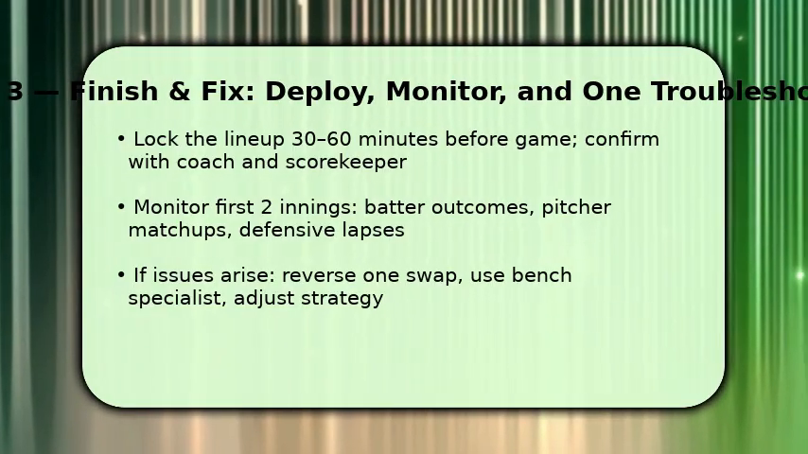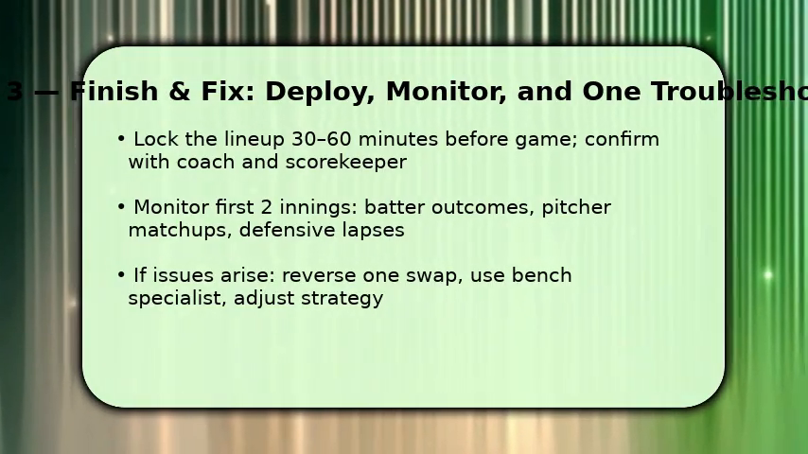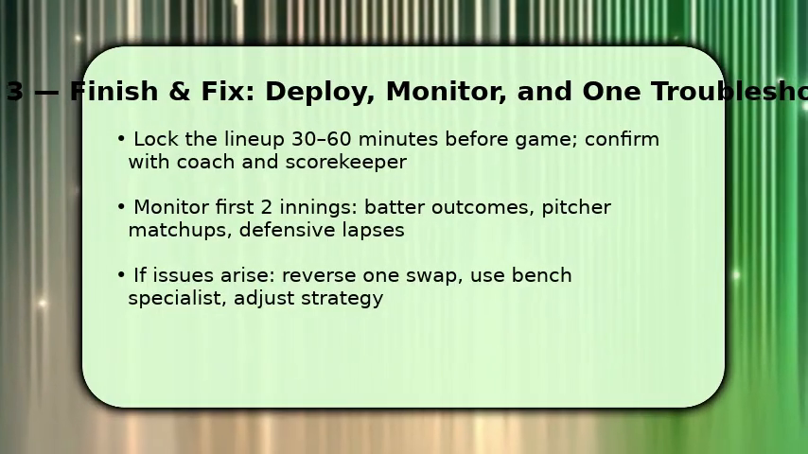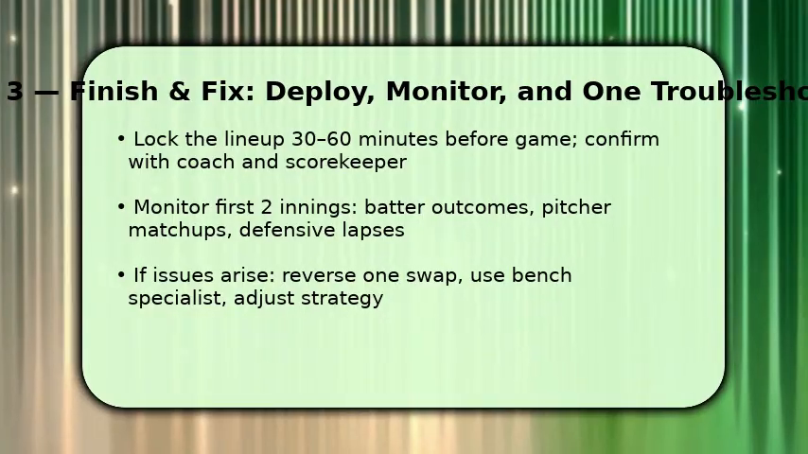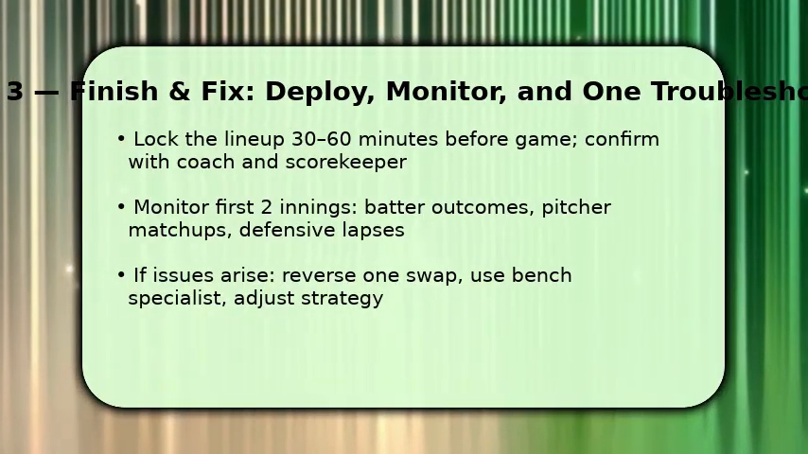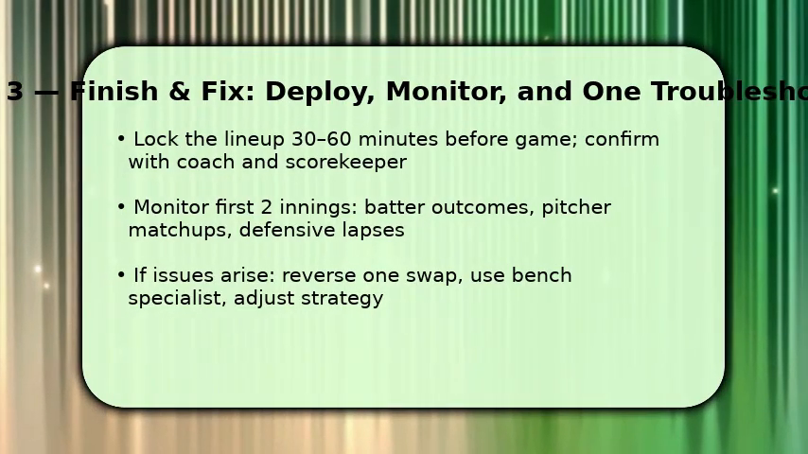If things go wrong, make targeted fixes: reverse a single swap, bring in a bench specialist, or adjust strategy to small ball or aggressive base running, because small course corrections are less disruptive than wholesale changes.